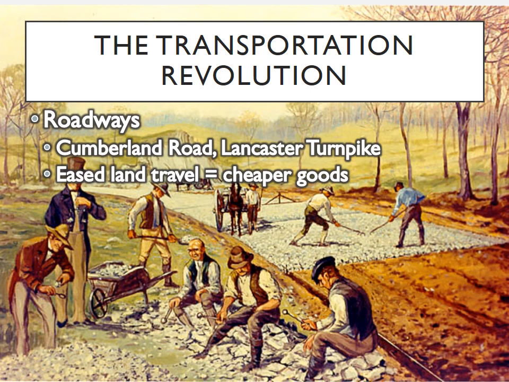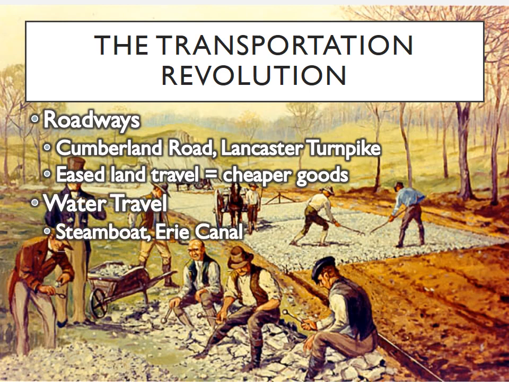The Lancaster Turnpike, on the other hand, was an actually hard-surfaced highway that was paved over with tar. This was also going to be important because with the ease of land travel, it did make the transportation of goods take less time, and thus it made the goods that were being transported significantly cheaper.